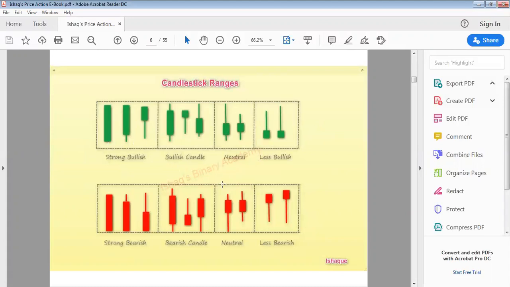These ranges tell us which candle is strong, which candle is a bullish candle, which candle is neutral, and which are less bullish or bearish. Same concept for the green candles and the bearish candlesticks. So it's necessary that we understand these candlestick formations, which candles are strong and which are only bullish or bearish candles. The second thing is to understand the candlestick ranges, and third, after you understand the candlestick formation, development, and ranges, then you can start from the first lesson.